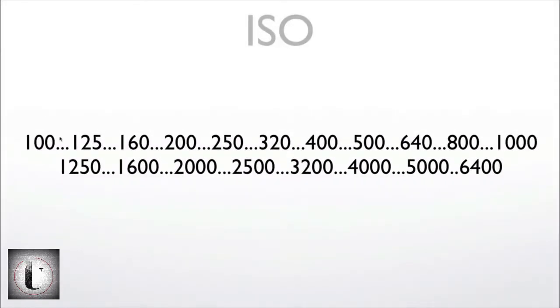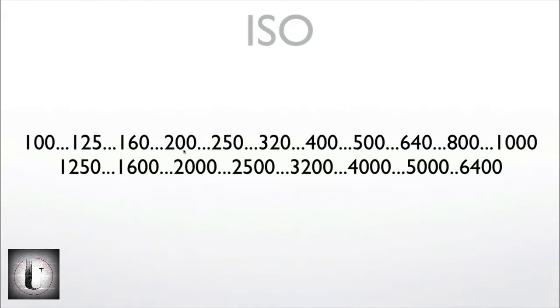So we have different values of ISO on our cameras. It usually starts around 100 and goes all the way up to 6400 and even higher on high-end cameras. Now, the value goes like this: 100, 125, 160, 200, 250, 320, 400. On most cameras, that's how the settings are.